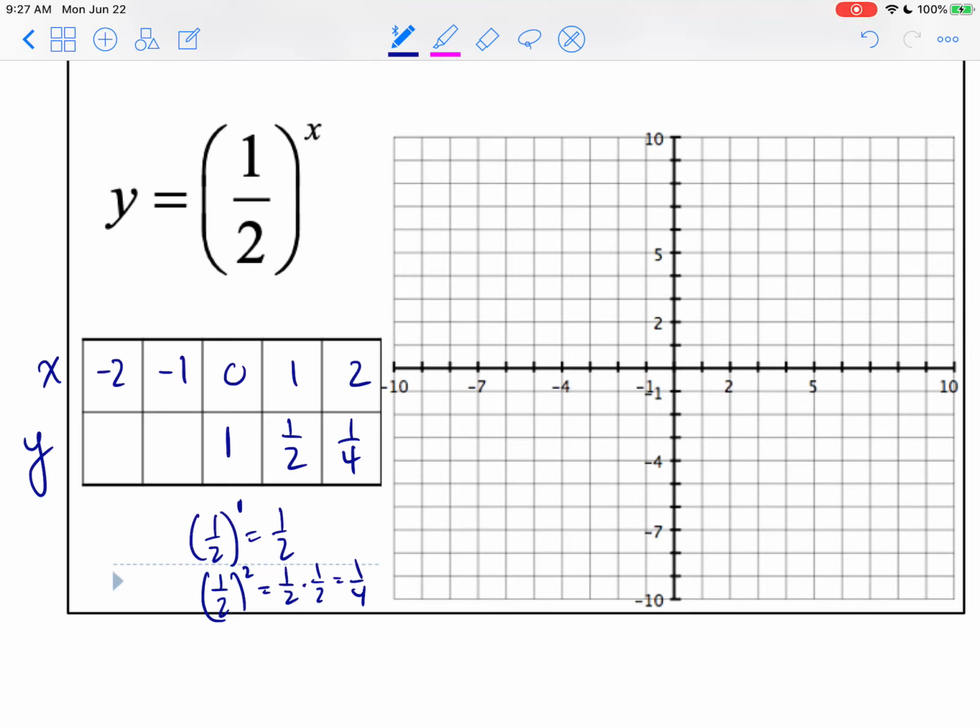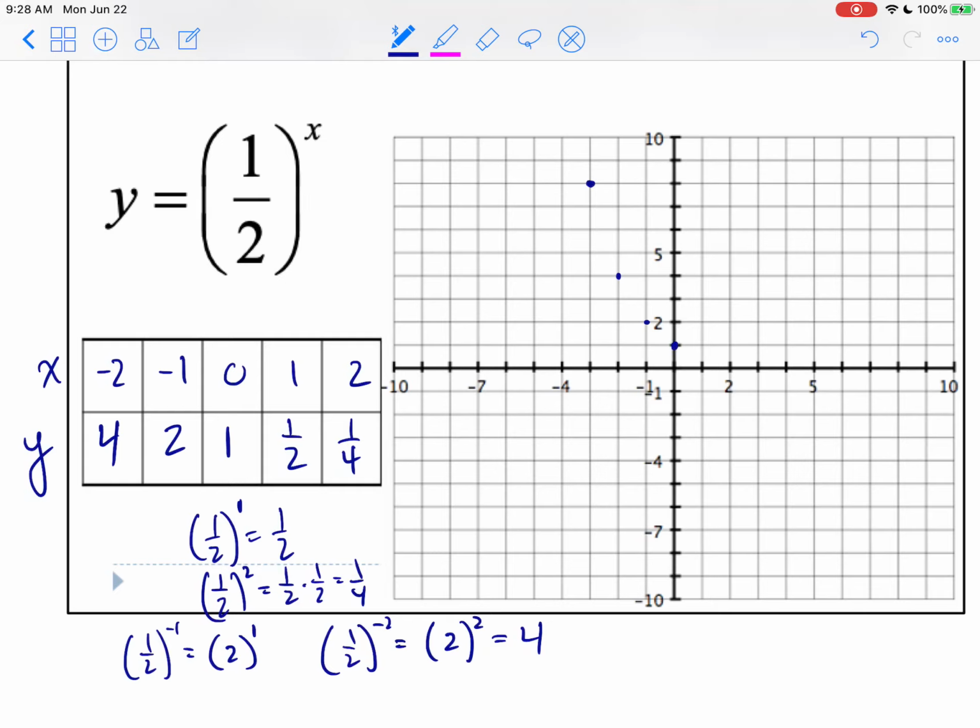But when I plug negative 1 in, what that tells me to do is take the reciprocal of the base and raise it to that exponent. And so I get a larger number, 2. And when I plug in negative 2, that gives me the reciprocal raised to the positive 2, which is 4. And so now as I'm moving to the left, you can see our numbers are getting bigger. So when I plug in negative 1, I get 2. When I plug in negative 2, I get 4. When I plug in negative 3, I would get 8.